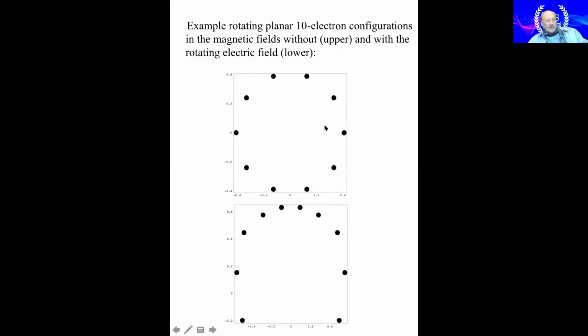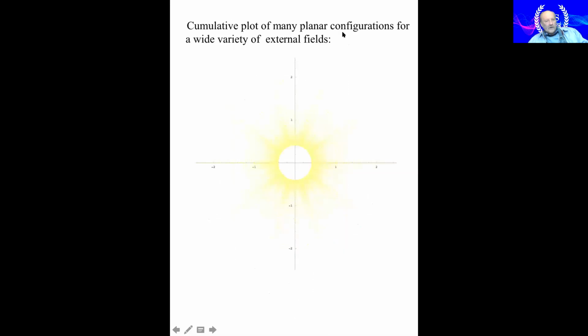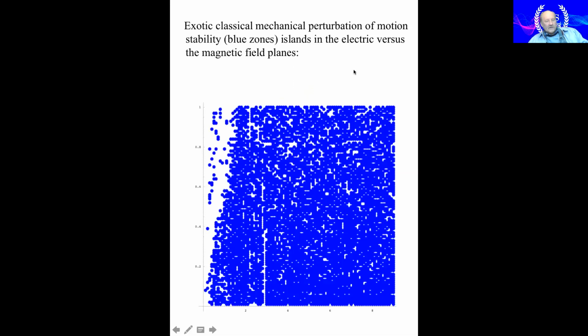So now, for example, if you have 10 electrons in a plane, this is the distortion by the electric field. If you put an electric field around, the configuration is changing, is distorted. And you will find out that if you make a cumulative plot with many electric and magnetic fields, you get some interesting sun shape, and also very exotic. Similarly to the 2-electron case, the original one, above 1 electron, you get exotic stability zones, where the blue regions are the most stable motion, and they are much more complicated for 2 electrons.